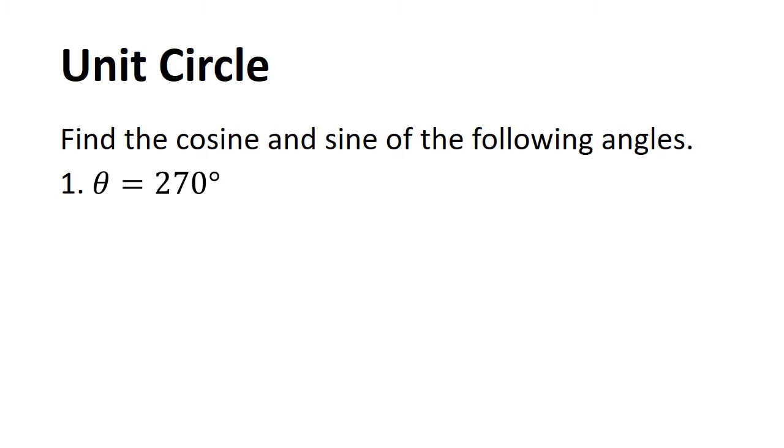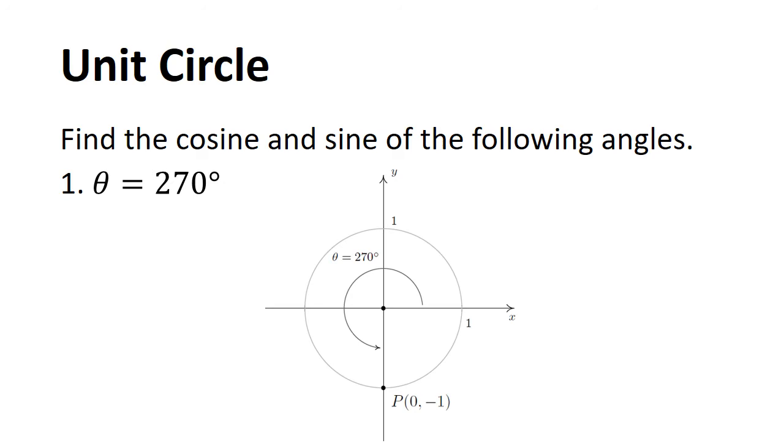For example, if our angle is 270 degrees, what is the sine and cosine of the following angle? Kapag drawing natin yung 270 degrees sa isang unit circle, okay, makikita natin na yung terminal side ng angle is nandito siya sa negative y-axis. No? And dahil nga nasa y-axis siya, yung point P is nasa y-axis din.